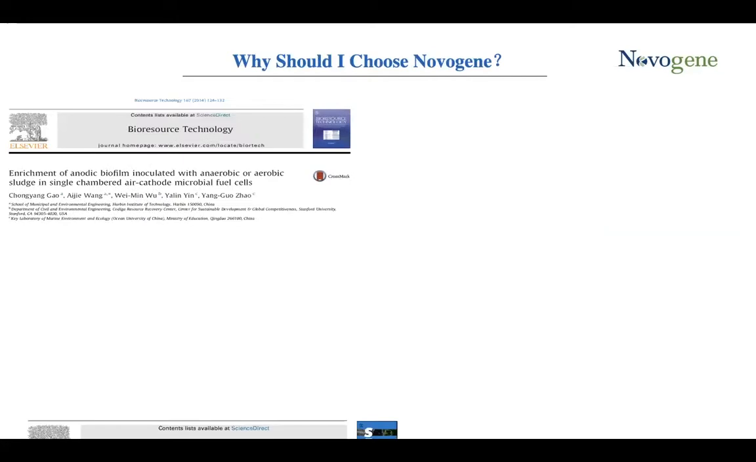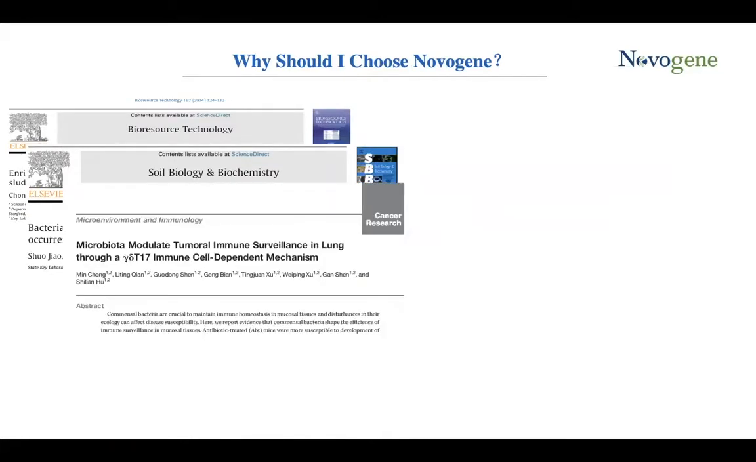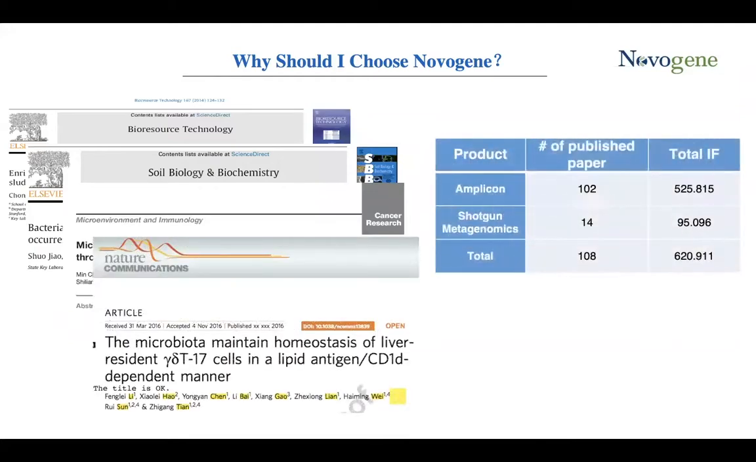With all that being said, what makes us different from other companies in the market? The most important one is that we have a vast majority of experience in Amplicon and shotgun metagenomic sequencing. And our clients have published various papers in related journals, and up to the end of 2020, the total count of papers published by customers has reached 100, with a total IF of 620.